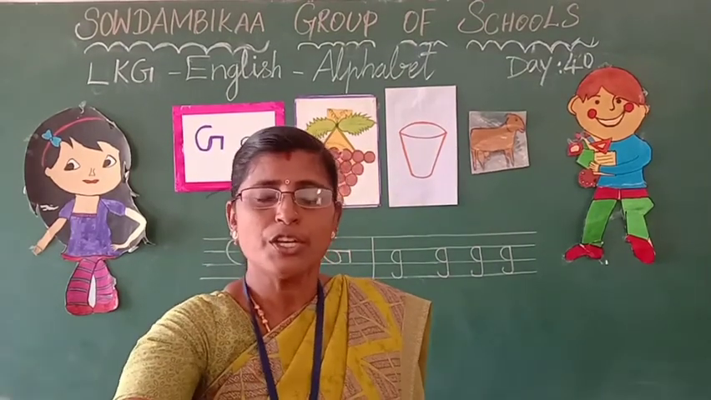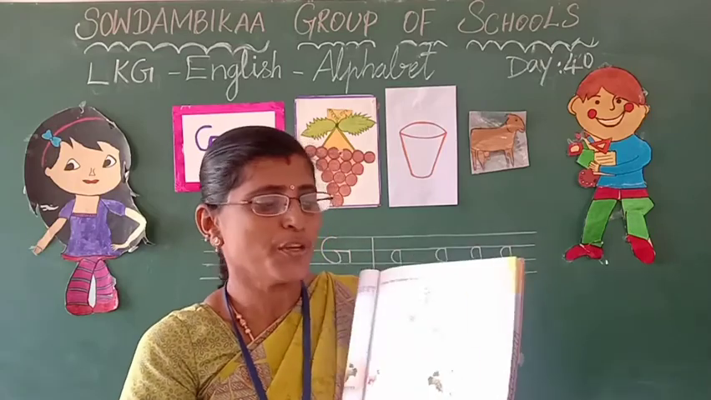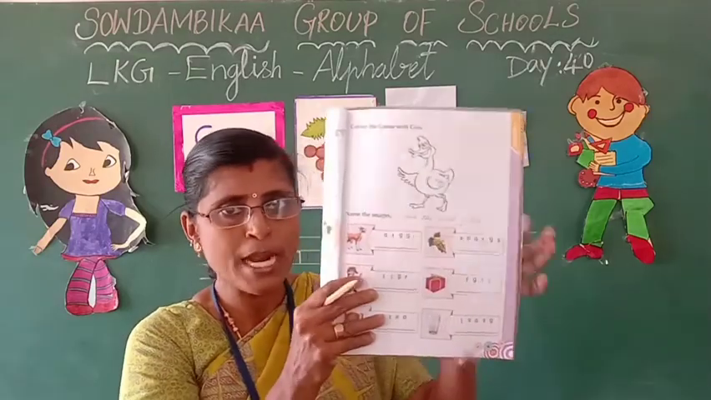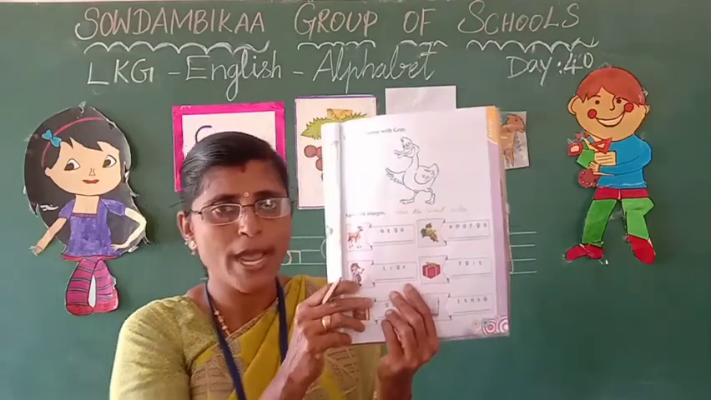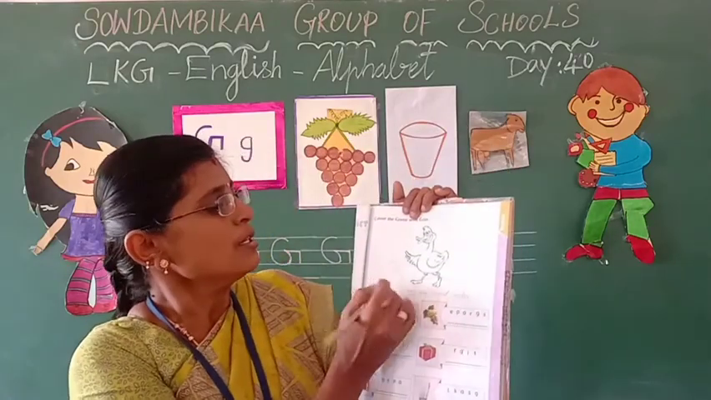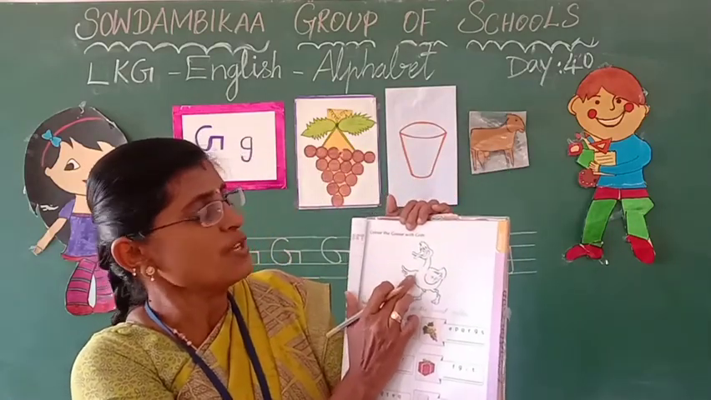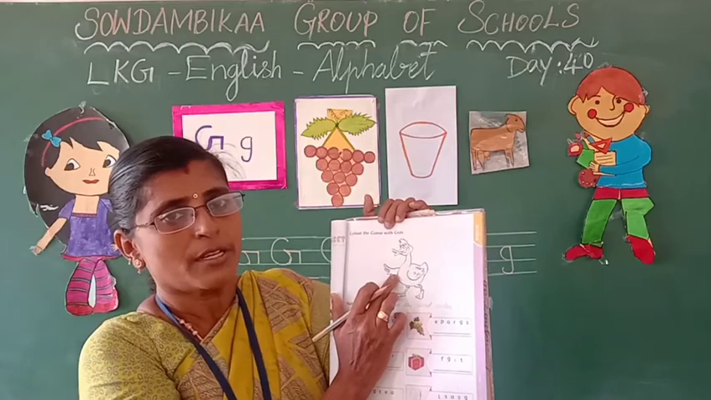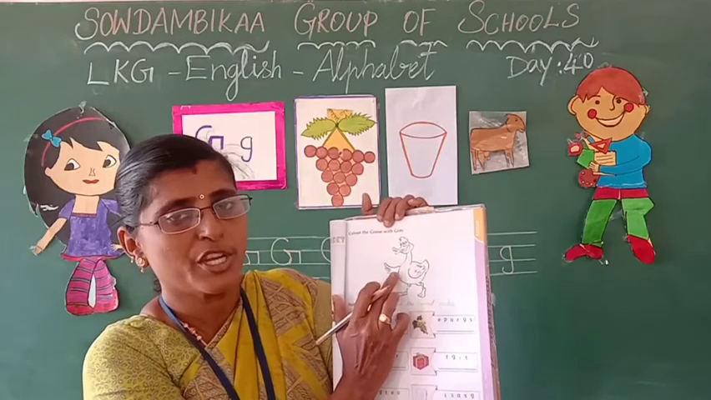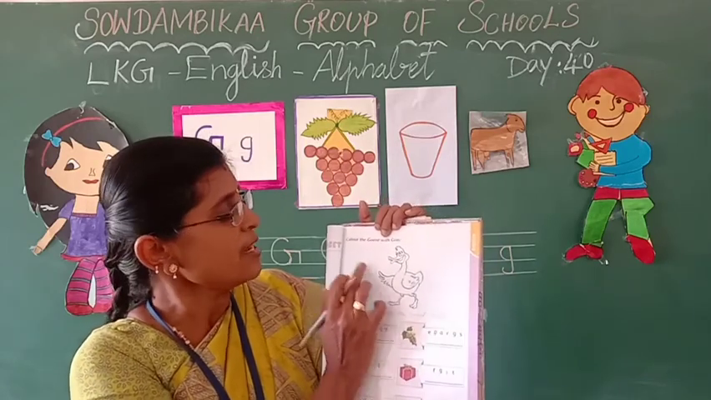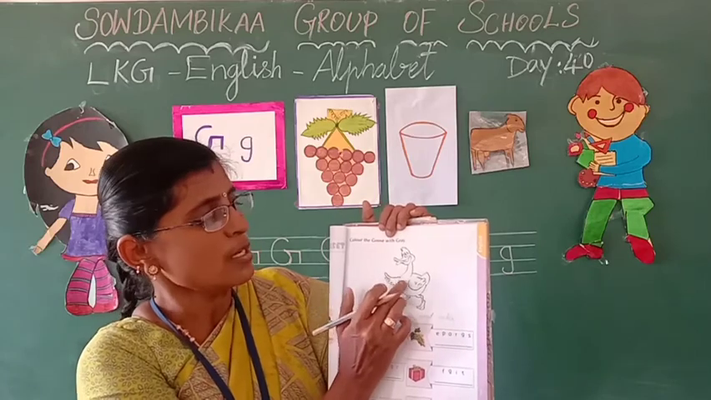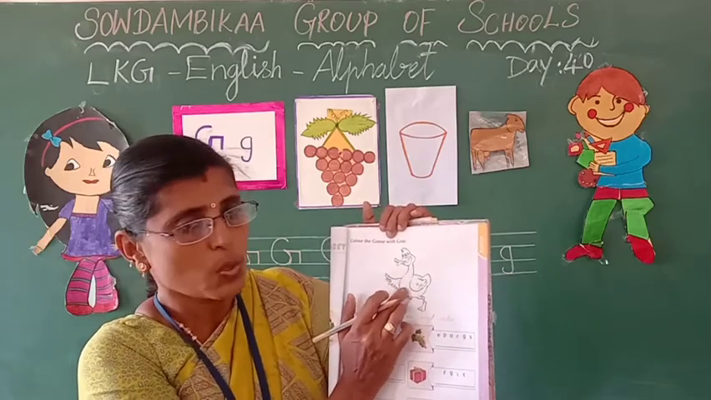Dear cuties, take your first term book. Take your page number 21. Color the bows with grey color. Take your grey crayons. Color the bows.